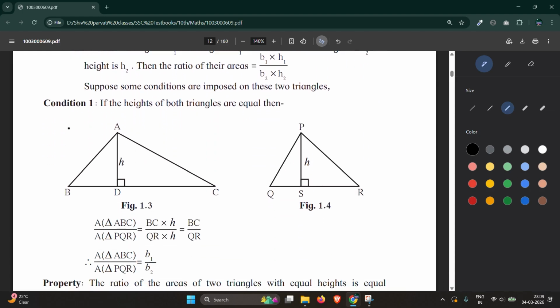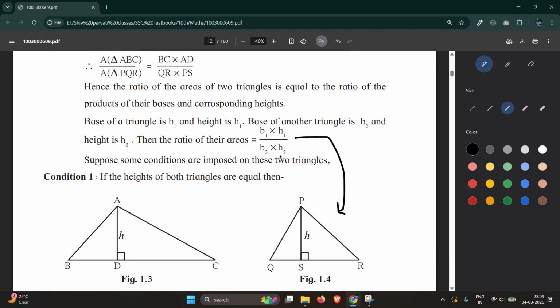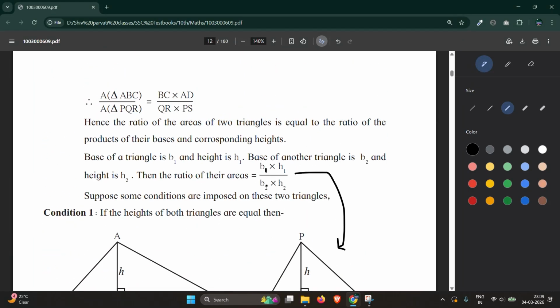Going ahead, this is just a variation of this formula. Let's say the heights of both the triangles are equal, so this will both become h. Then we can just cut this from the numerator and the denominator, and the ratio will only become the ratio of the bases. And similarly, the next thing: let's say the bases of both the triangles are the same. Then this b1 can get cancelled out, and we can say that the ratio of their areas is only the ratio of their heights. It is just simple algebra.